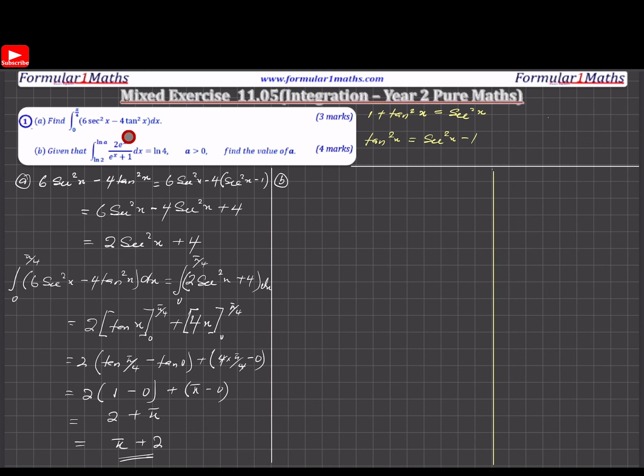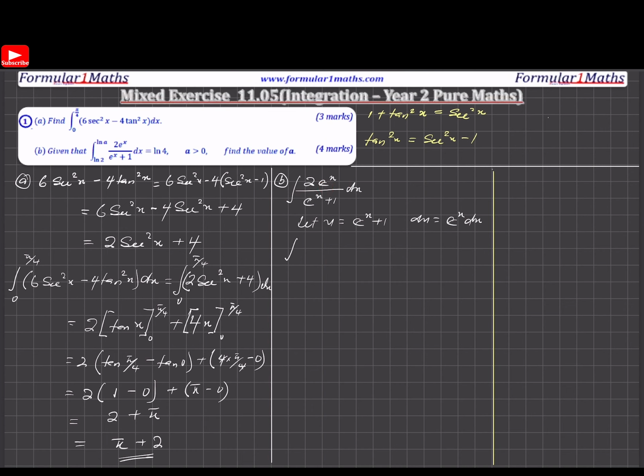So for b, I have 2 e to the power x over e to the power x plus 1. Integration of that with respect to x. If I let u equal e to the power x plus 1, that is the denominator, then du will be equal to e to the power x dx. So the whole of this integration can be written in terms of u as follows.